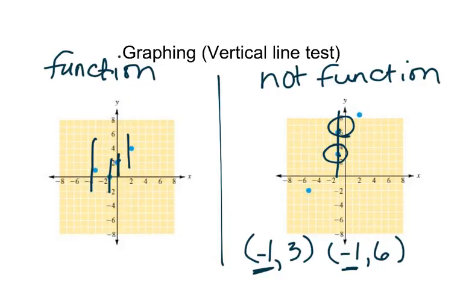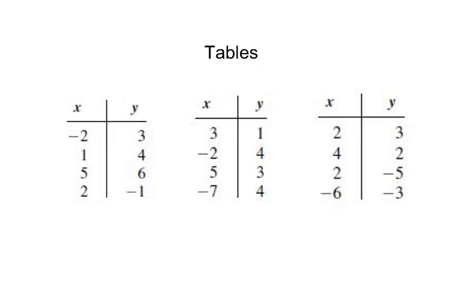You cannot have inputs or x's that are the same. They have to only have one input in the set of data. So there can only be one -1 in that set of data. So that is the vertical line test. If you graph it and you can draw a vertical line between more than one point, then it's not a function. Tables are really similar to input-output diagrams, only we use XY tables, but they mean the same thing.